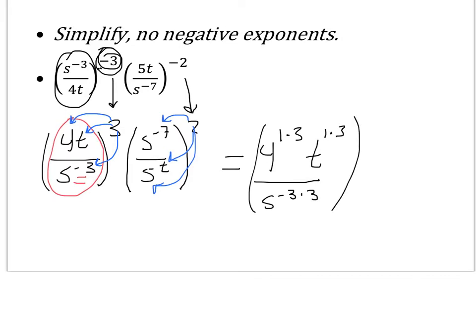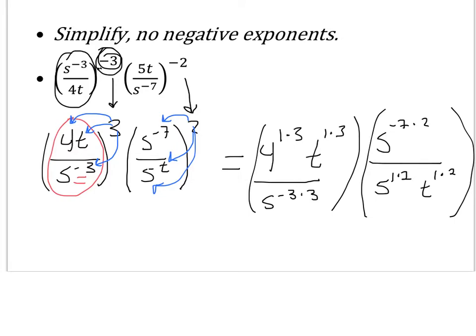Okay? And I'm showing work here so you guys can see exactly what the steps are. And then we have this s at the top, negative 7 times 2, and a 5 to the first times positive 2, and a t to the first times the positive 2. And that's what's happening with all the exponents. And we should know that negative 7 times 2 is 14. And so you can just go ahead and do the multiplication in your head.